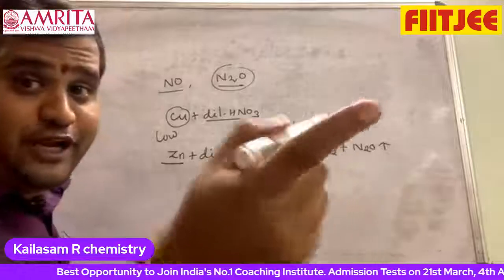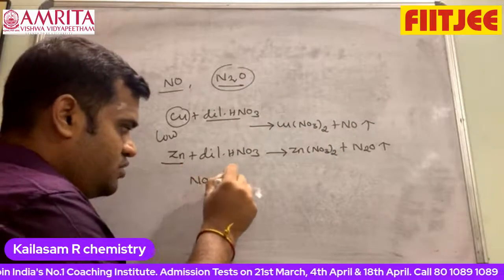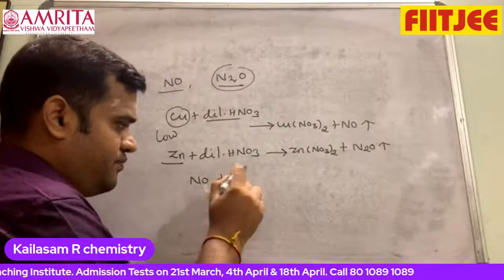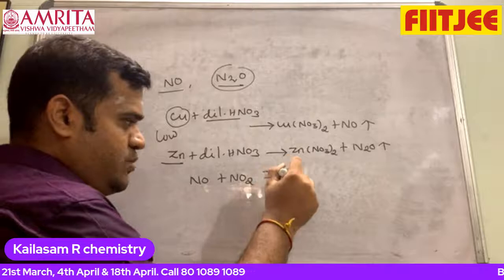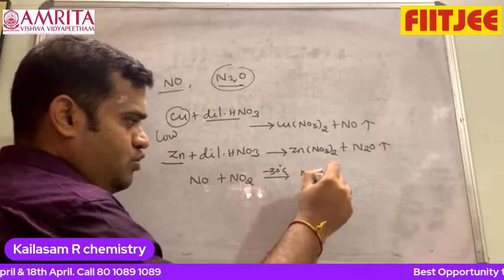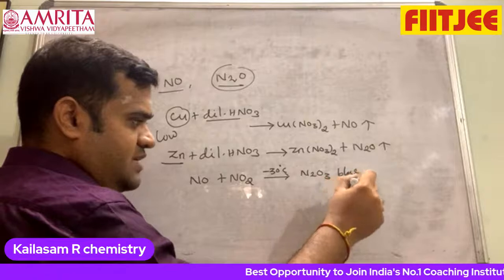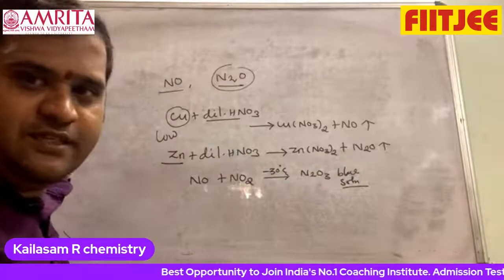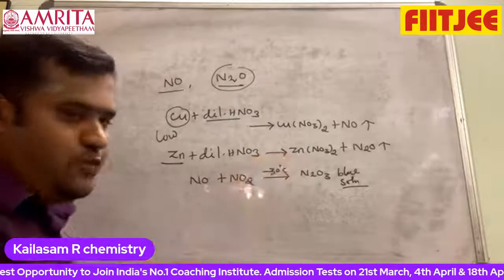Then how to prepare N2O3? Very simple. Take NO plus NO2 at minus 30 degrees Celsius. You may get N2O3 as a blue solid, a blue solution we can say, at minus 30 degrees Celsius. It's a blue colored one, N2O3. It's an example of a comproportionation reaction.